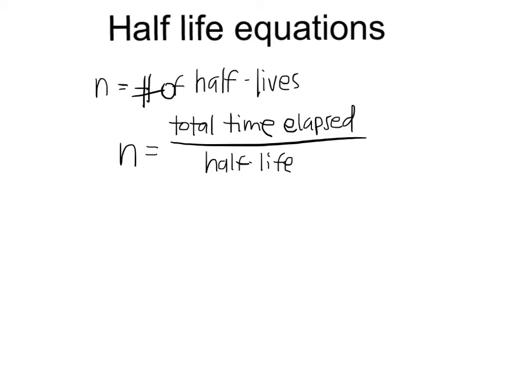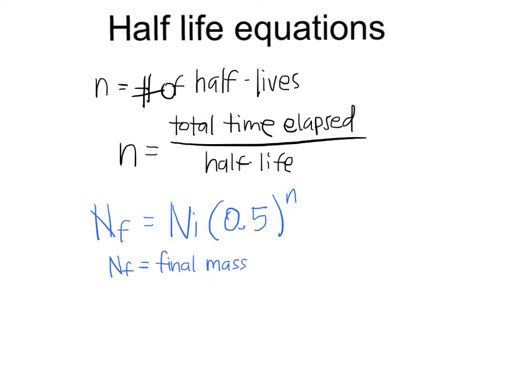Now, the second equation that you're going to encounter has a few more variables. It is NF equals Ni times 0.5, for half, to the nth power. NF is the final mass, Ni is the initial mass, and this n is the same n from above, the number of half-lives.